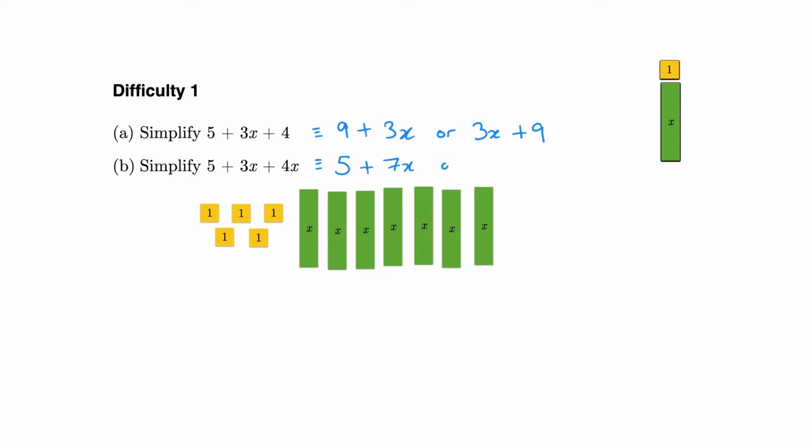The key point here is that you can do this without needing these tiles. You just have to identify what the like terms are. So in example B, the 3x and the 4x are like terms. I can collect those together to give me 7x. In the first question, the 5 and the 4 were like terms. 5 plus 4 gave me 9.